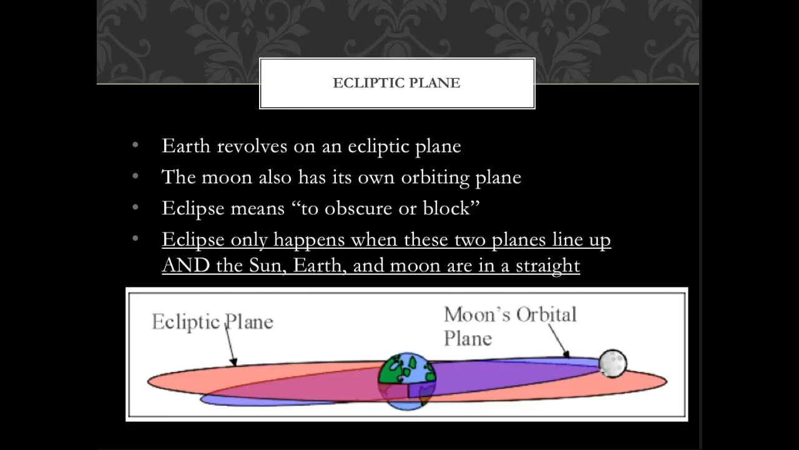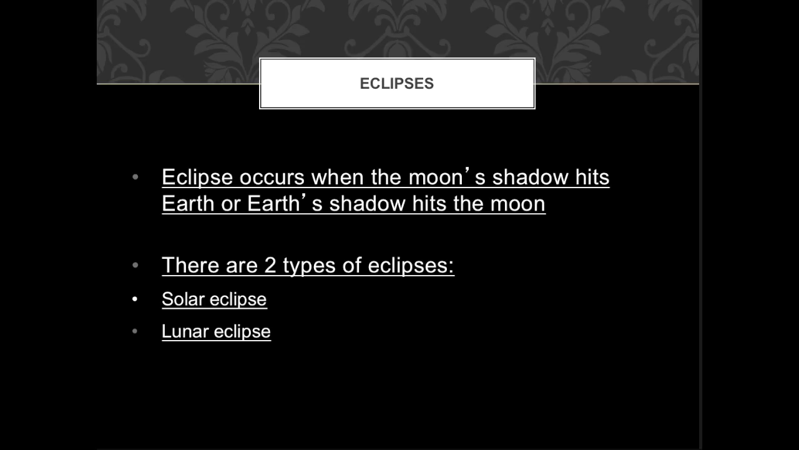And then also, the Earth revolves around on an ecliptic plane, but meanwhile the moon also has its own separate orbiting plane. The word eclipse means to block, and you're only going to get these eclipses to happen when these two planes line up and the Earth, the Sun, and the moon are in a straight line. So looking at eclipses, these eclipses occur when the moon's shadow hits the Earth or when Earth's shadow hits the moon.